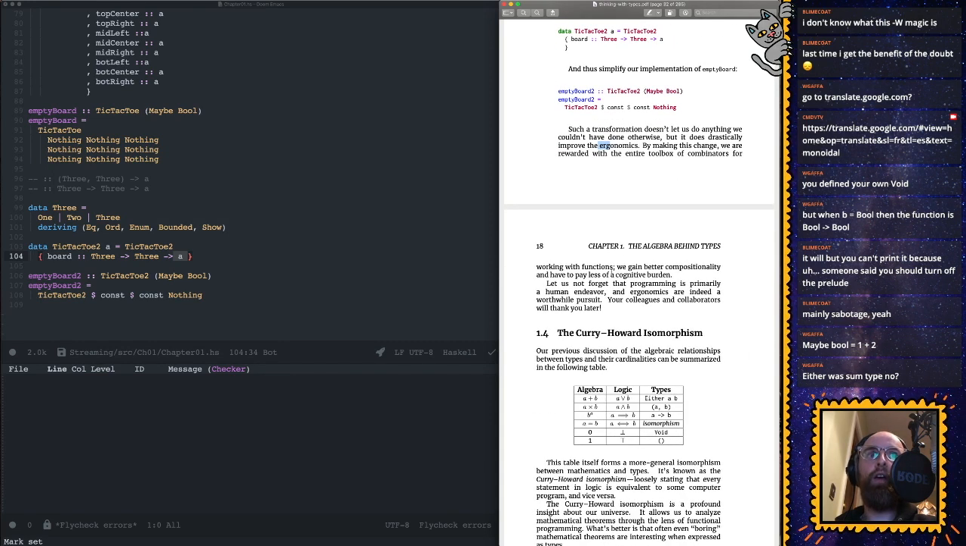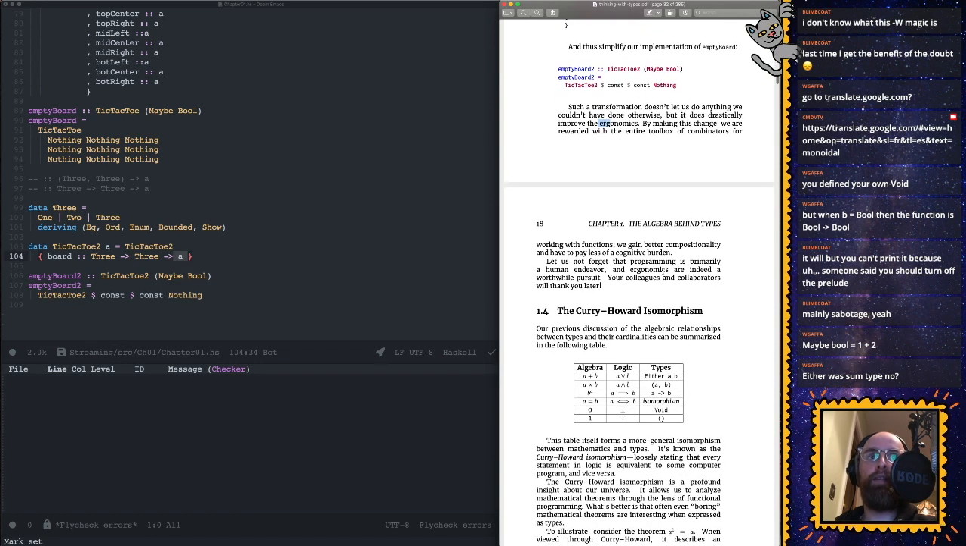By making this change, we are rewarded with the entire toolbox of combinators for working with functions. We gain better compositionality and have to pay less of a cognitive burden. Let us not forget that programming is primarily a human endeavour, and ergonomics are indeed a worthwhile pursuit.